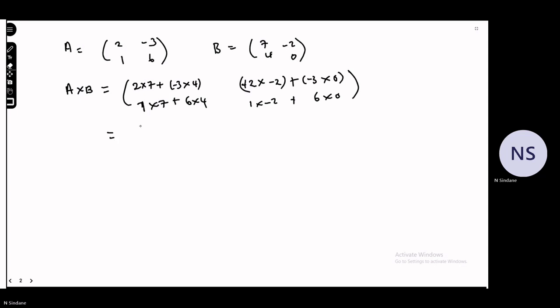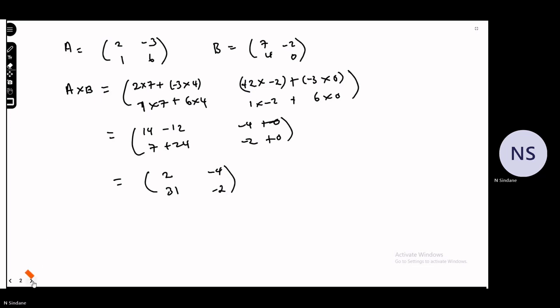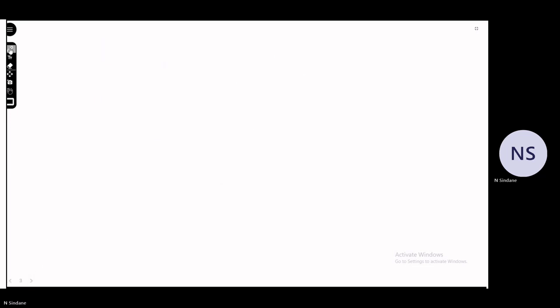Right? This will give us a what? A 2 by 2 matrix. So this is 14 minus 12. This is 7 plus 24. And then this is negative 4 plus 0. This is negative 2 plus 0 as well. So this will give us 2, 31, negative 4, negative 2, right? This is our solution. When you're multiplying a 2 by 2 by a 2 by 2, it's going to give you a 2 by 2, okay? Let's go to the next page.